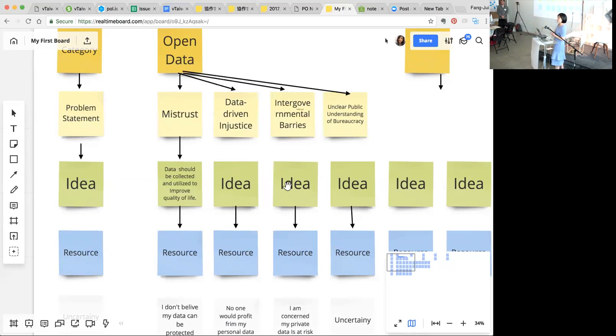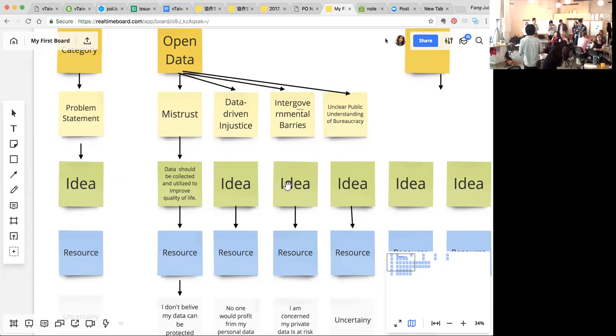Just that I found it interesting that our group came up with some categories that were similar to that, and was just curious if that's something that often happens in your workshops. Not exactly the same, but that there are parallel themes that come up in each of the workshops.